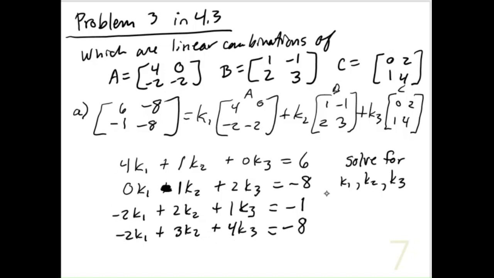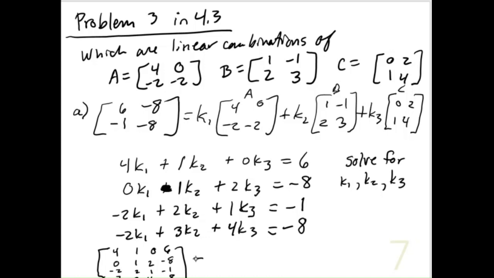The first thing you would do is take these linear equations and put them in matrix form. So we'd end up with a matrix that looks like this, our augmented matrix. So 4, 1, 0, 6, and then we have 0, 1, 2, negative 8, and then we have negative 2, 2, 1, negative 1, and then this last line, negative 2, 3, 4, and negative 8. Here would be our augmented matrix that we would be using to solve for k1, k2, and k3.